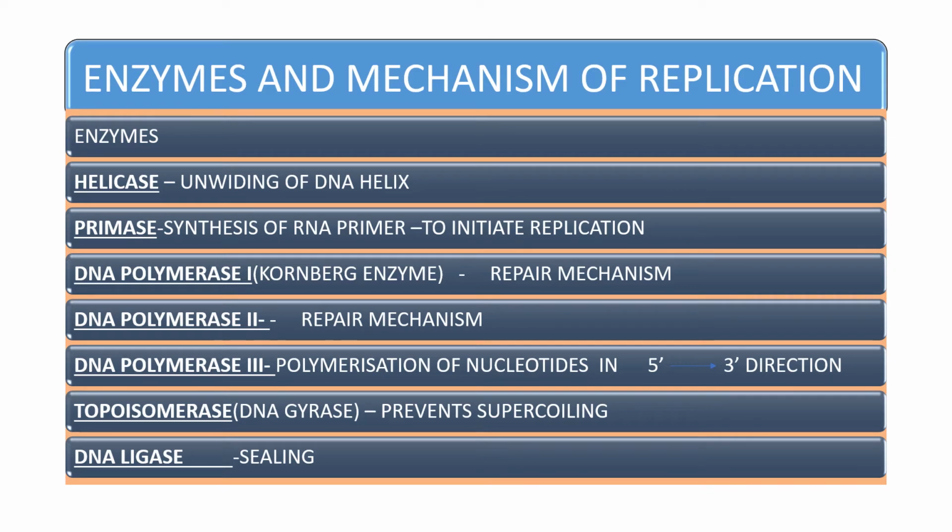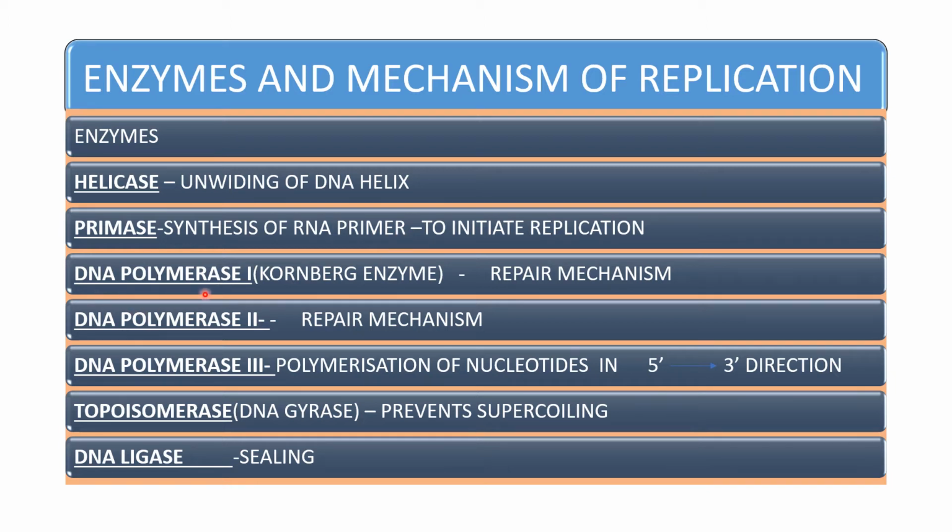Now let's learn the enzymes involved in DNA replication. The DNA replication starts with the unwinding of double helical structure. And for unwinding, the enzyme helicase is required. And for the synthesis to initiate the process of replication, the enzyme called primase is needed. The primase function is the synthesis of RNA primer.